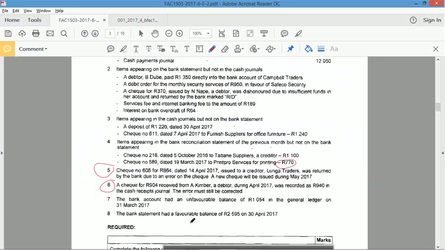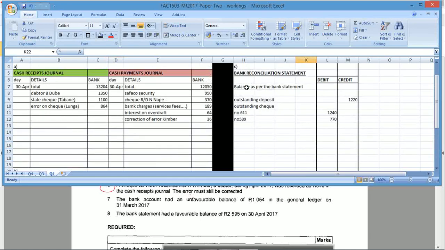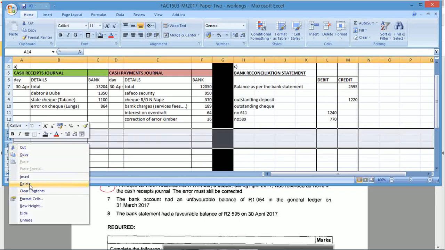Okay. Bank statement had a favorable balance. So, bank statement has a favorable balance. You want a favorable balance on the bank, so then there'll be a credit. 2595. Okay, remember it's the opposite. Okay, you want to see a credit on your bank statement. Do you agree? Great. Now we've completed the question. All we need to do now is balance.